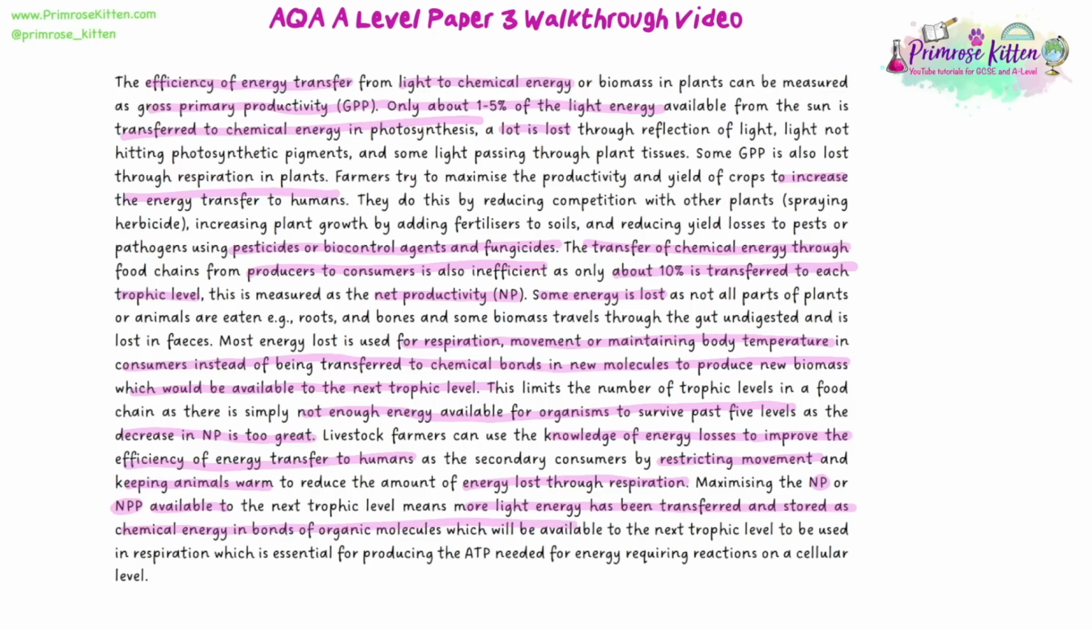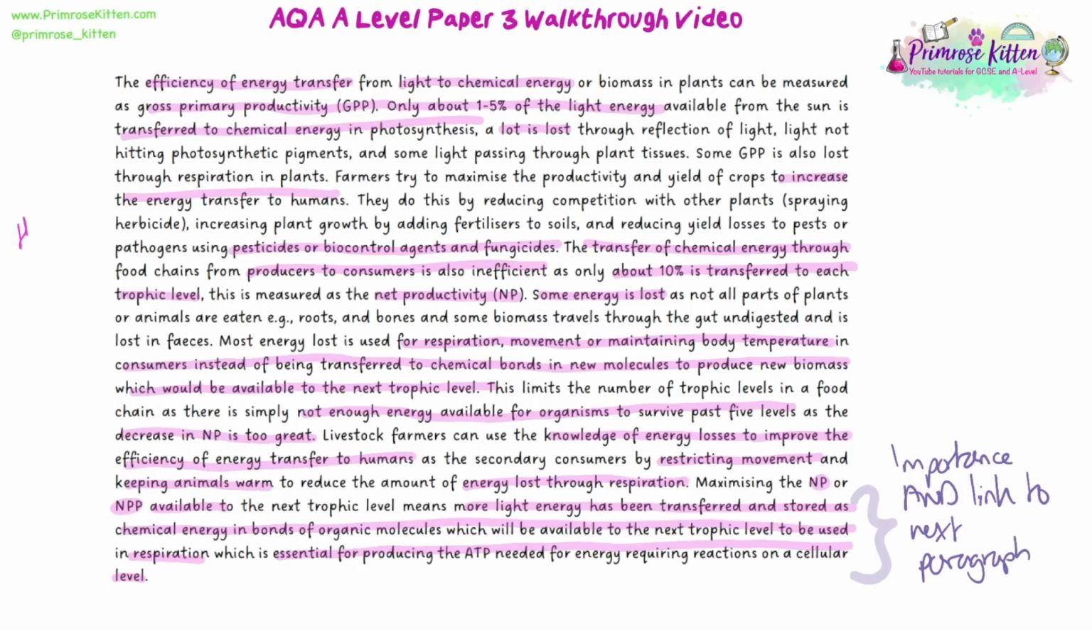Livestock farmers can use the knowledge of energy losses to improve the efficiency of energy transfer to humans as the secondary consumers by restricting movement and keeping animals warm to reduce the amount of energy lost through respiration. Maximising the net productivity or net primary productivity available to the next trophic level means more light energy has been transferred and stored as chemical energy in bonds of organic molecules, which will be available to the next trophic level to be used in respiration, which is essential for producing the ATP needed for energy requiring reactions on a cellular level. So that last sentence is quite long.